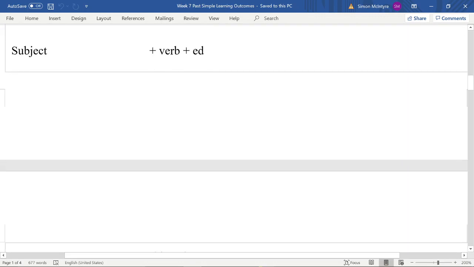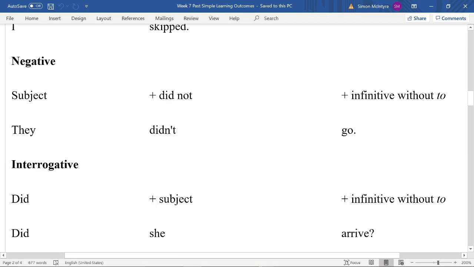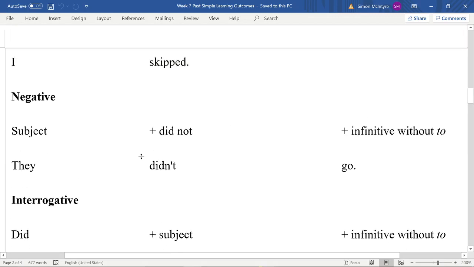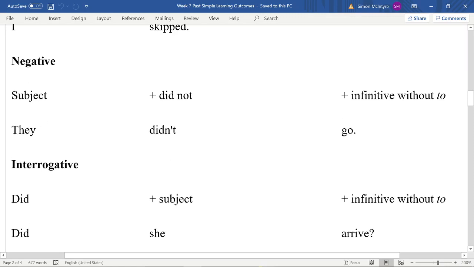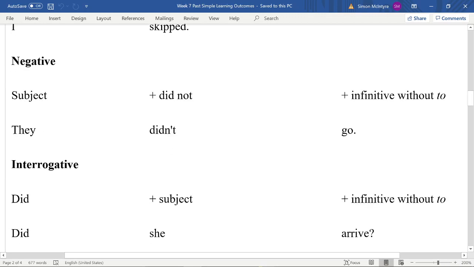Okay, so patterns for past simple follow like this. Verb plus ed for regular verbs. Right? And the negative forms. Did not skip. They didn't skip. Right? So negative form verbs are different. We use did not for negative forms.